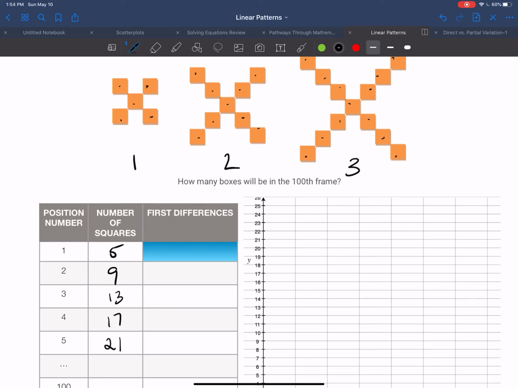So, first differences. We did this last week. It's what is it going up by? We know it's going up by 4. So if I did 9, the second one, minus the first one, 9 minus 5, I get 4. Right? 13 minus 9, also 4. So I'm always going to get 4 because that's what it's going up by. That's the first difference.